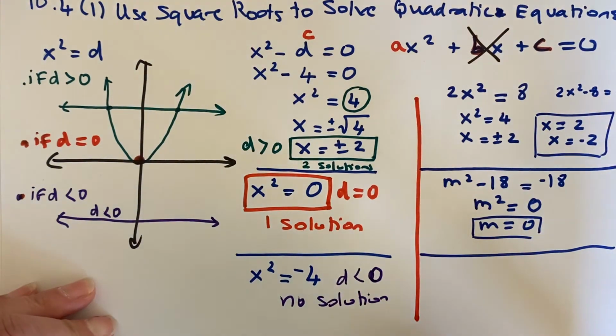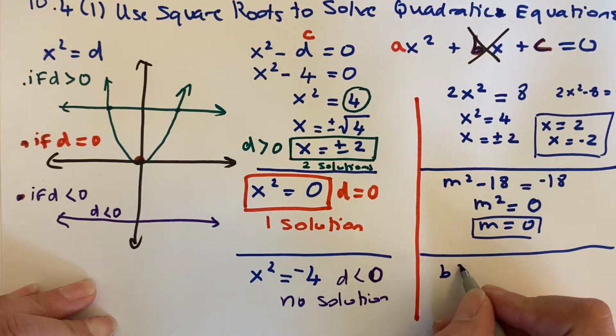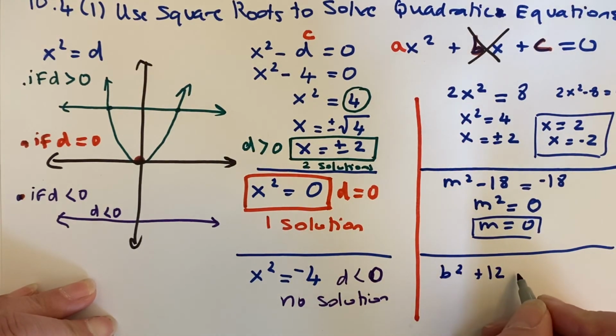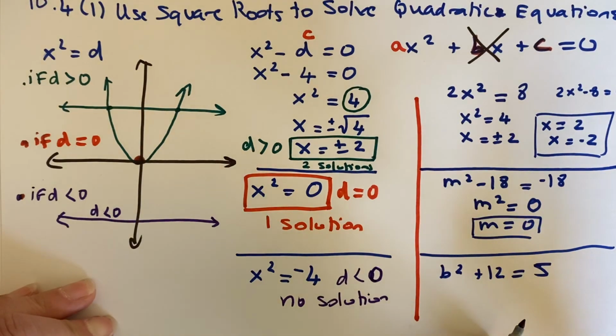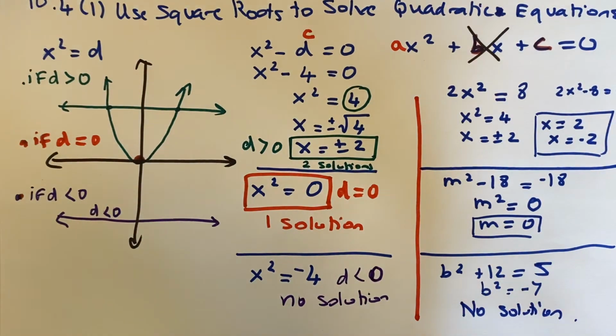And finally, at the bottom, I'm given a third situation: b squared plus 12 equals 5. I'm going to subtract 12 to get b squared on one side. If I subtract 12 from both sides, I get -7. Well, I cannot take a square root of a negative number, so no solution. Okay? So that is just a brief introduction of what we're going to do, and I'm going to follow and do examples 2 and 3, and this will be a pretty short lesson today.